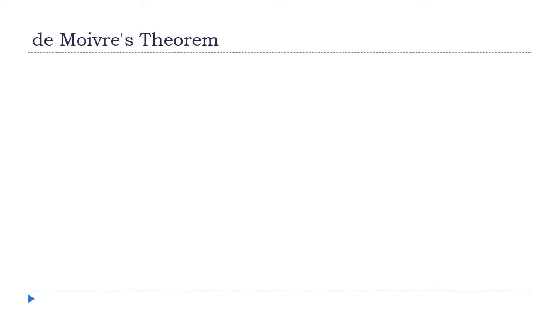So now we have this thing called de Moivre's theorem, which is the gentleman's name. What it's going to do for us is give us a way to very quickly evaluate complex numbers raised to powers, including fractional powers. So it's also going to give us a way to do roots of complex numbers. And the formula looks like this.